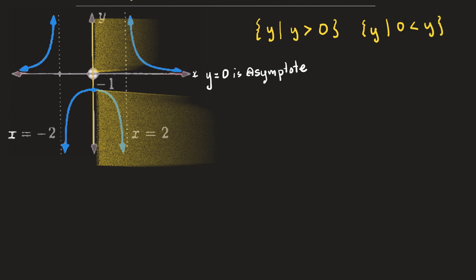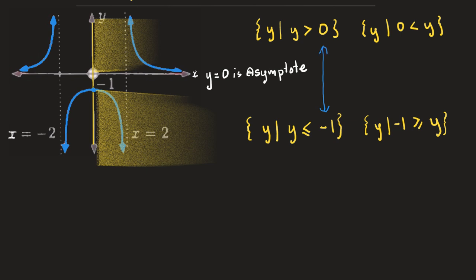Now, for the bottom part, we would say that y is such that y is less than or equal to minus 1. Similarly, we could say that y is such that minus 1 is greater than or equal to y. I guess my preference would be to use those two set notations.